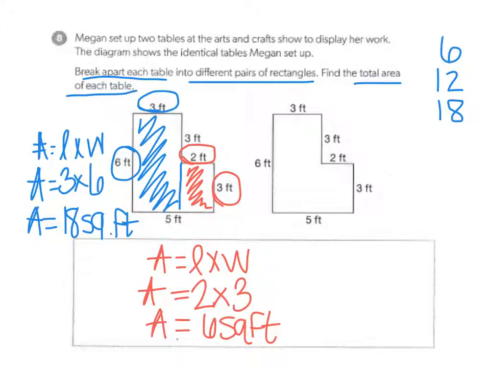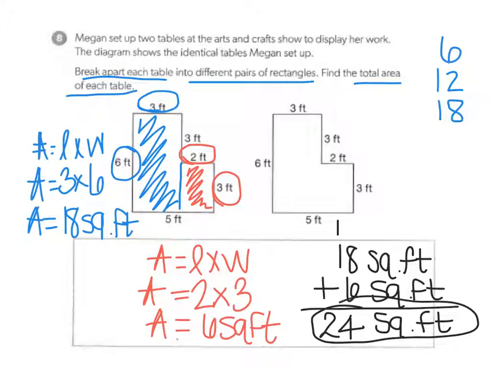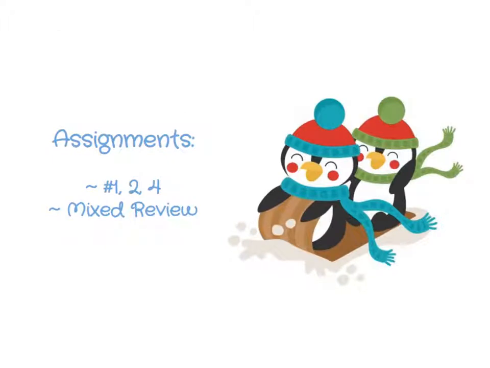Next, what I need to do is I need to add the 18 square feet plus the 6 square feet. I'm going to write down my labels so I don't forget. 8 plus 6 is 14. I'm going to write the 4 and carry the 1. 1 plus 1 is 2. So the area for both rectangles is 24 square feet.